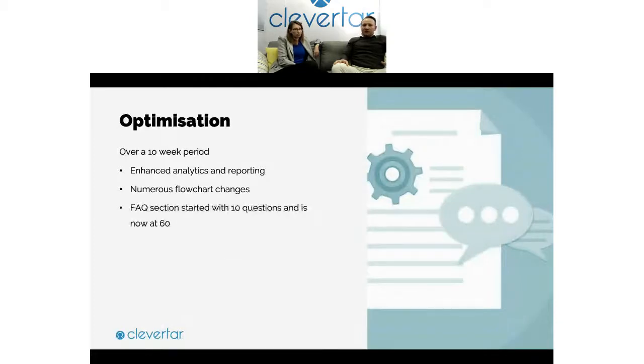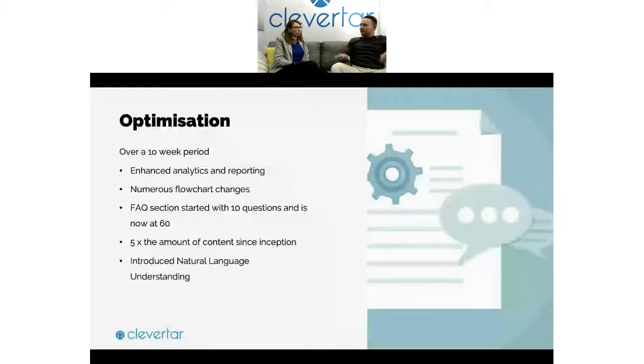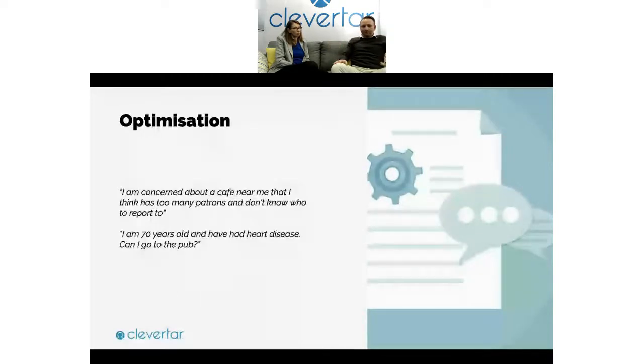The FAQ section, so all of the different information that people were coming to the bot looking for, started with 10 questions. It's now at 60. So we've added a lot of information as time's gone on. We've got 5 times the amount of content since its inception, which is obviously excellent. And we introduced natural language understanding. Natural language understanding, for those who don't know, is the ability for users to type free text into the system and have the system analyse what it is that they're asking and then direct them towards an appropriate part of our dialogue decision tree.